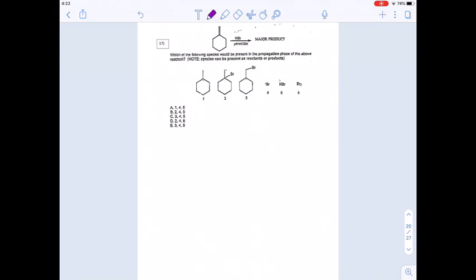Okay, so multiple choice 17 asks, which of the following species would be present in the propagation phase of the above reaction? Note, species can be present as either the reactants or as the products. So really quickly, we should go over what a peroxide is.